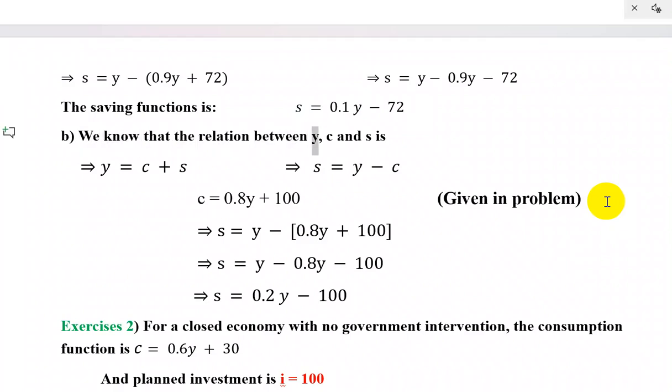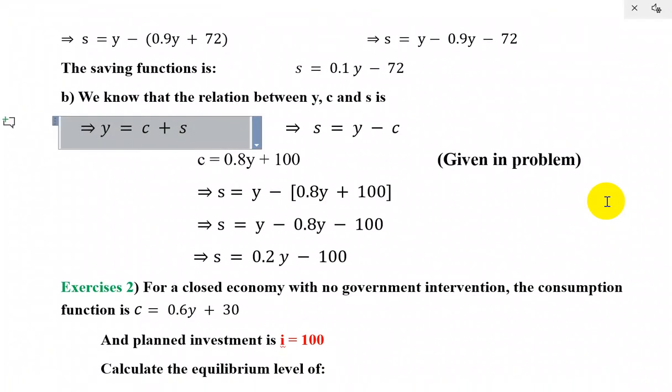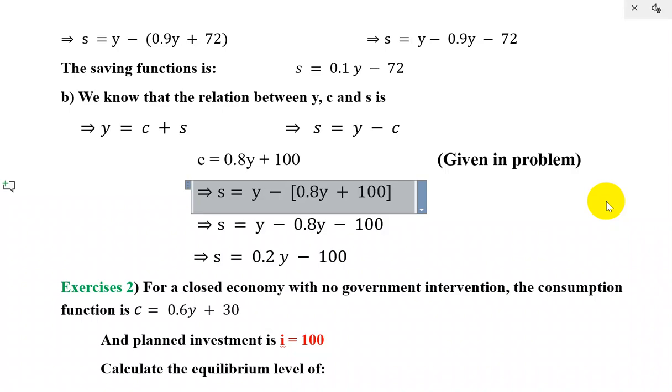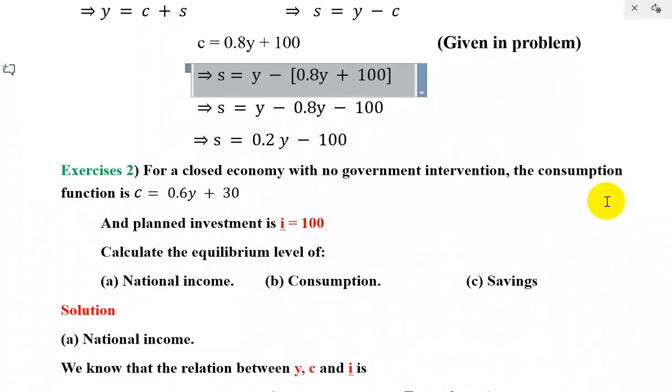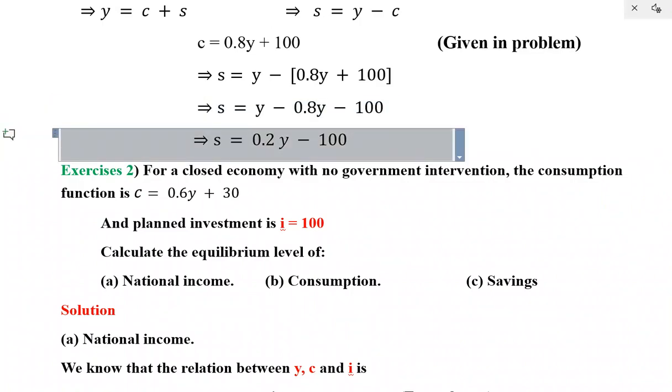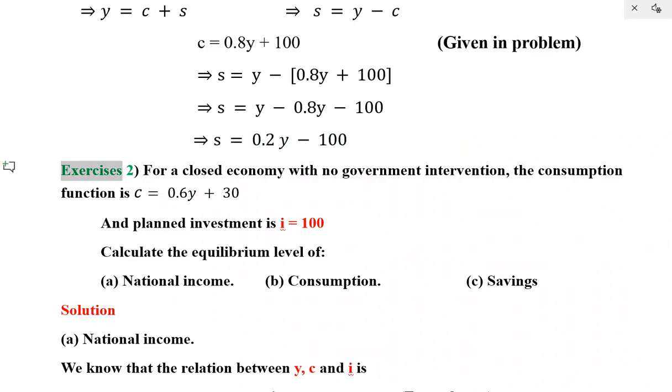B. We know that the relation between Y, C, and S is Y equals C plus S, which implies S equals Y minus C. C equals 0.8Y plus 100, given in the problem. This implies S equals Y minus (0.8Y plus 100), which implies S equals Y minus 0.8Y minus 100. This implies S equals 0.2Y minus 100.